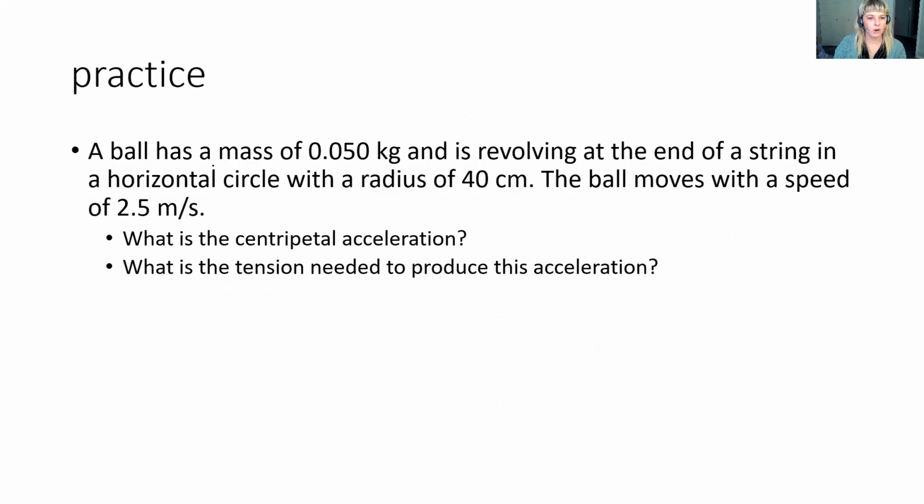Let's suppose we have a ball of mass 0.05 kilogram. It's revolving at the end of a string in a horizontal circle with a radius of 40 centimeters. The ball moves with a constant speed of 2.5 meters per second. What is the centripetal acceleration and what tension is needed to produce this acceleration?